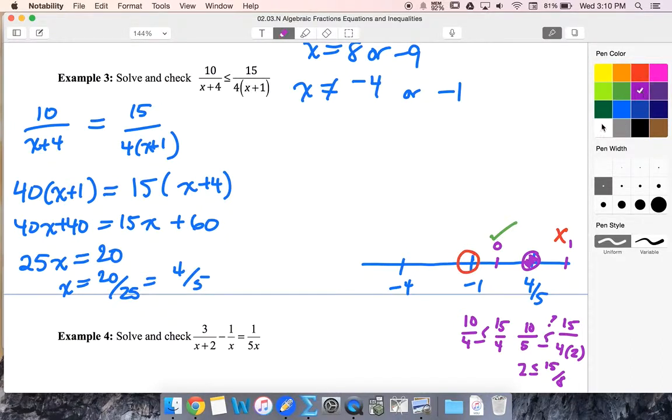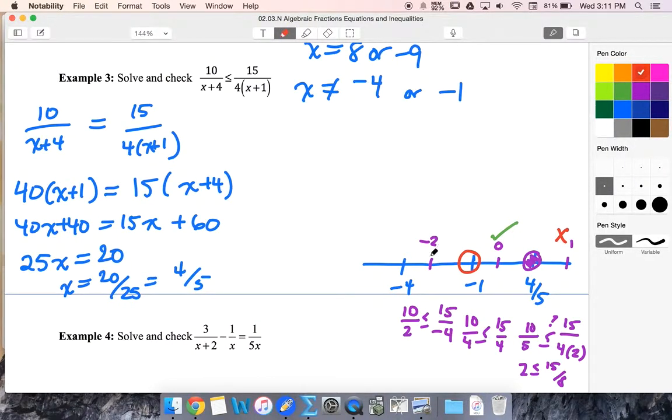Picking a number in between, I'm going to go with negative 2. When I look at negative 2, I've got 10 over 2 is less than or equal to 15 over, plugging in negative 2, that'd be negative 4. Positive number, never less than a negative number. This section here is false. I know I can't divide by 0, so that's going to be an open circle also.